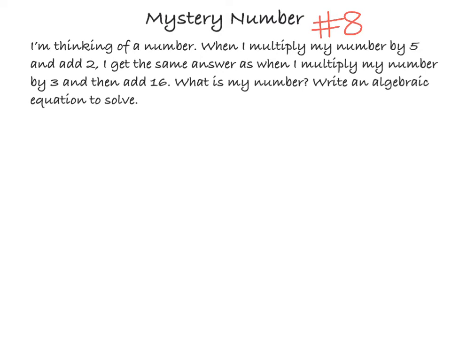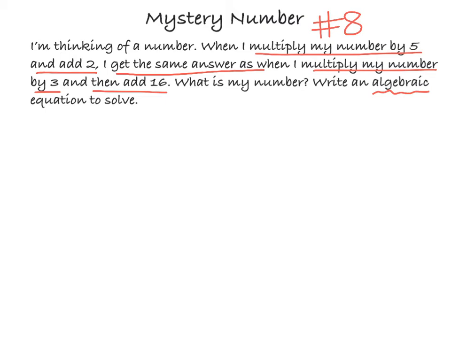So it says, I'm thinking of a number. When I multiply my number by 5 and add 2, I get the same answer as when I multiply my number by 3 and then add 16. What is my number? Write an algebraic equation to solve.